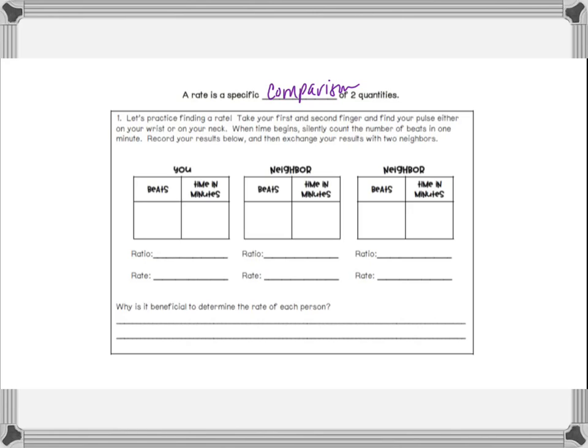One thing that you can do is you can start off by checking your pulse. So let's say that your heart rate is 59 beats in a minute, and someone else that you know is 47 beats in a minute, and someone else that you know is 63 beats per minute. Well, if we were to write this as a ratio, this would simply be 59 to 1. If we were writing it as a rate, it would be 59 beats per 1 minute.